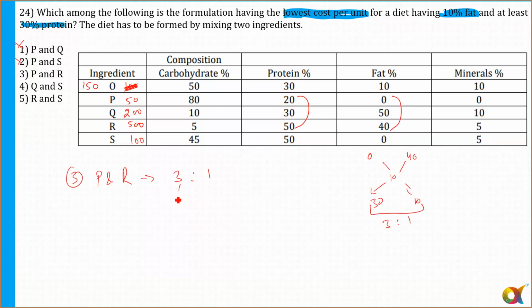The cost for P is equal to 50 and for R it is equal to 500. So what is the total cost? That is 50 into 3 plus 500, so that will be equal to 650. So option 3 is giving me 650 overall cost for how many units? Total units are 3 plus 1, 4. So option 3 is saying 650 by 4. Per unit cost is 650 by 4.